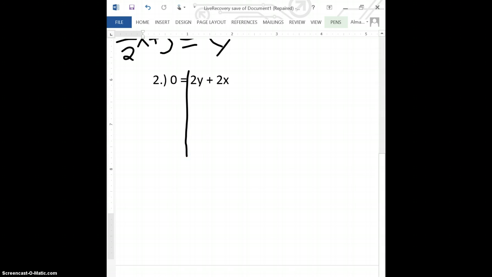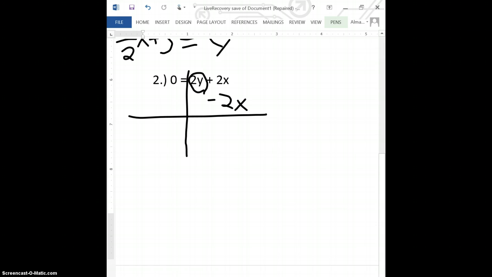I'm trying to get the y by itself, so I'm going to go ahead and circle the y and the number in front of it. Now, here, it doesn't really matter whether I leave it on the right or on the left. I'm just going to go ahead and leave it on the right. And I'm going to move that 2x to the left. So, the opposite of adding 2x is subtracting 2x. Anytime you want to move anything across, you do the opposite.